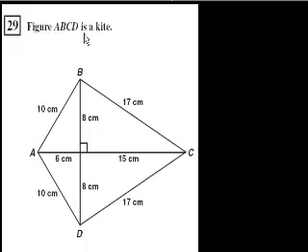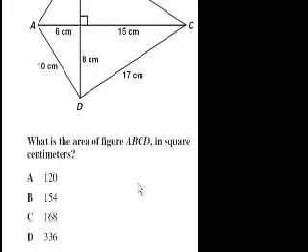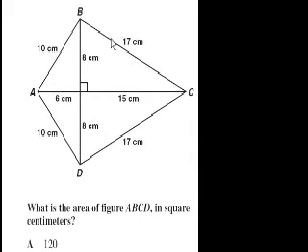Okay, figure ABCD is a kite, and it looks like a kite. What is the area of figure ABCD in square centimeters? Well, everything they're giving us is in centimeters, so if we just stay in centimeters, we won't have a problem. So what's the area of this? We just have to figure out the area of each of these triangles, right? And what's the area of a triangle? An area of a triangle is equal to 1/2 base times height. So what's the area of this triangle?